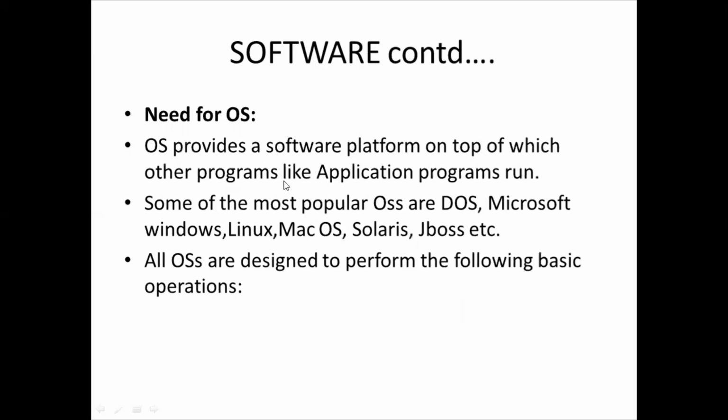And what is the need for this operating system now? The operating system provides a software platform on top of which other programs like application programs run. As told, as soon as the operating system is loaded into the computer, the system is ready to use. So the user can make use of these application programs and make them run. Some of the most popular operating systems are DOS, that is disk operating system, Microsoft Windows, Linux, Mac OS, Solaris, JBoss, etc. All these are the most popular operating systems available.